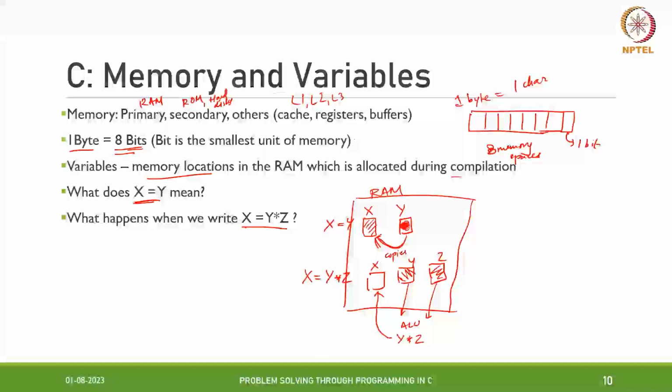Is that clear now? Yes. Yeah. I have a doubt actually. Yes.